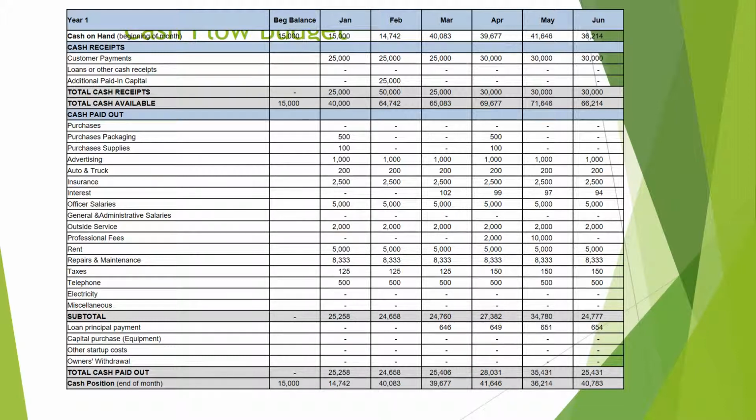This is actually something that you typically will do ahead of time. So this is a planning document. A lot of times companies will do this at the beginning of the year to anticipate their budget for the upcoming year.